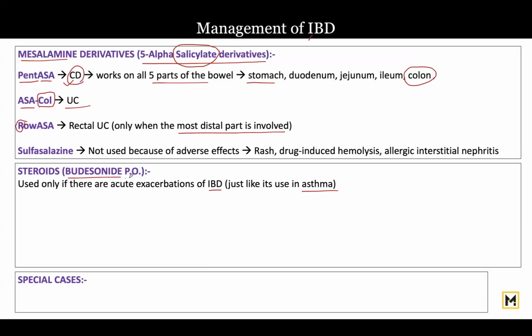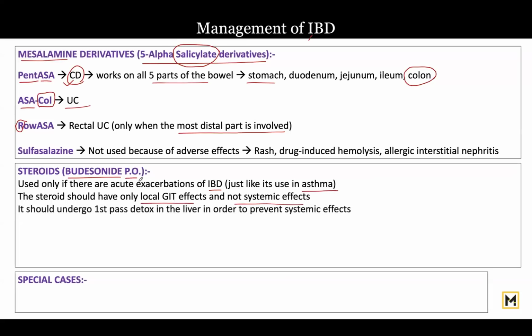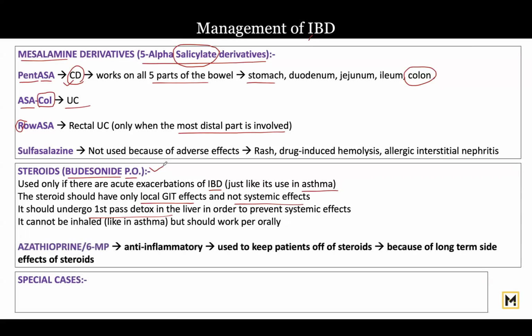It's very important that you use it per orally because it has to go into the gut. You don't want it to be injected intravenously, otherwise it won't go to the gut. So we want something which has only local GI effects. We don't want systemic effects of this budesonide. It should also go through the liver and get detoxified, because budesonide otherwise can become toxic. Now in asthma, you use exactly the same drug, but it is inhaled, not in this case.